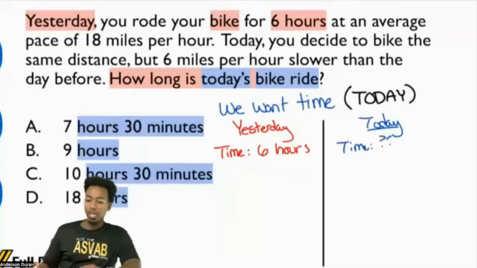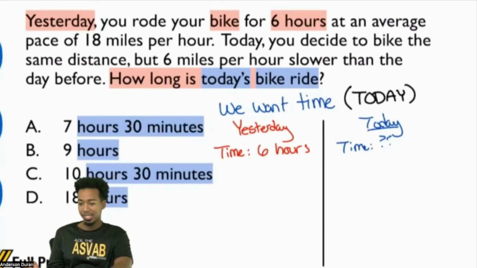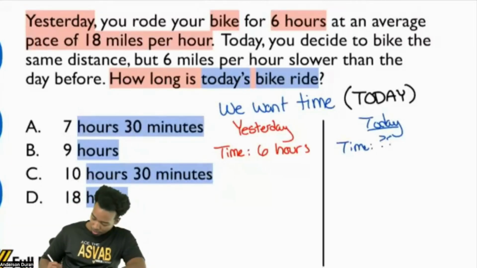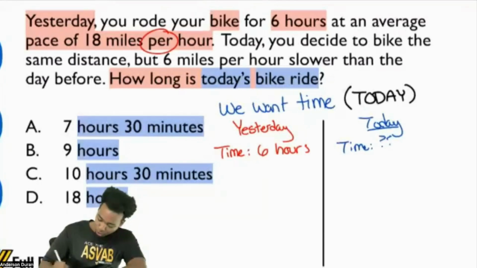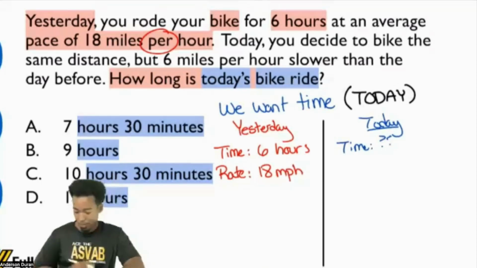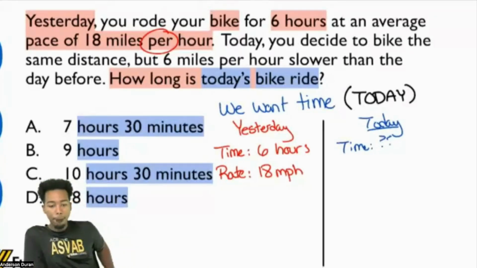This is a rate, and we see that it says miles per hour. What's another word that gives it away? Average what? Pace. Pace, speed, rate, those are all examples of rates. So a pace of 18 miles an hour is a rate, because the word per gives it away. And that belongs under yesterday, in the same sentence. So 18 miles per hour. Okay, let's move forward here.